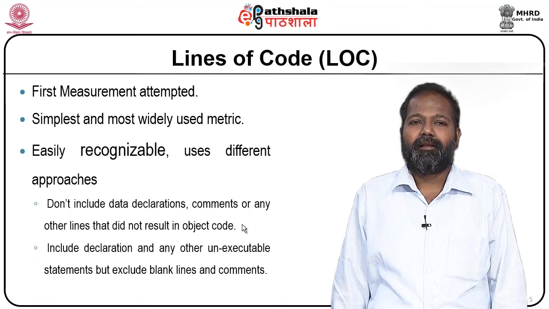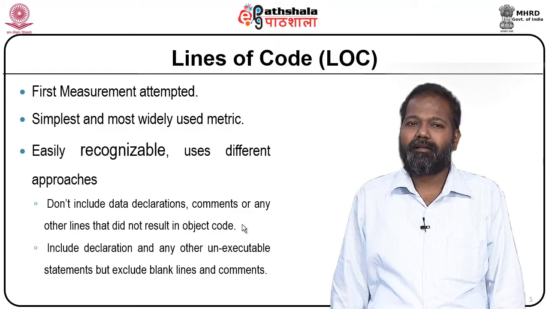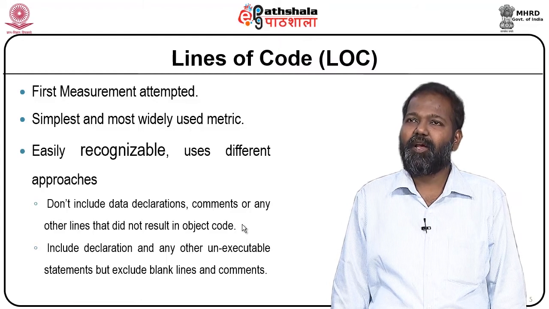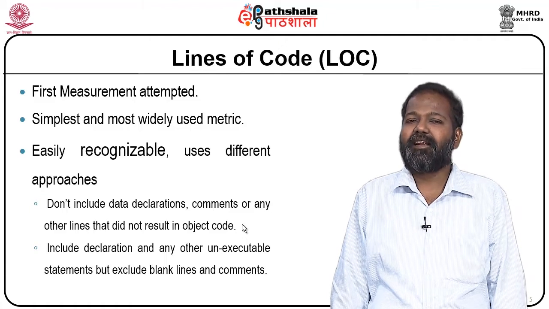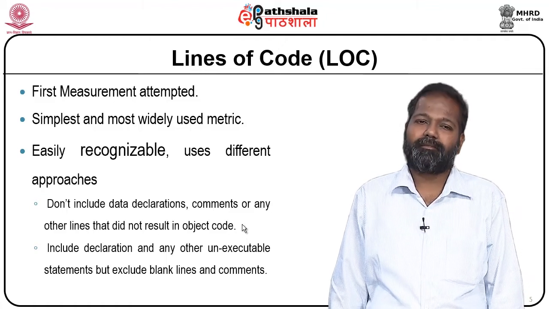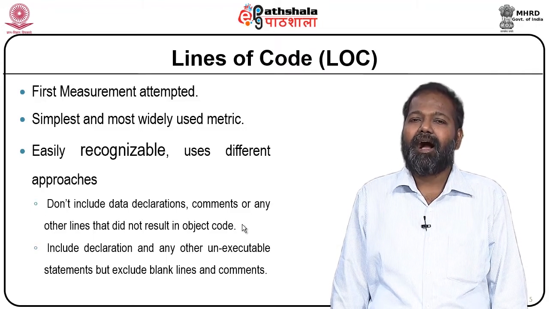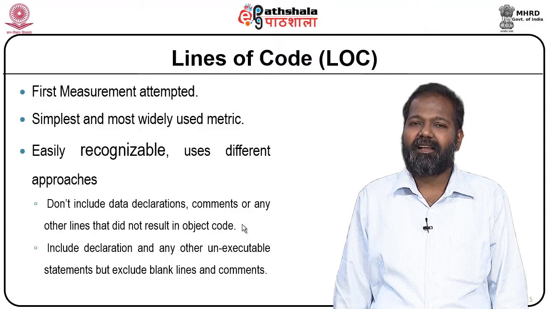Lines of code: the first measurement attempted, the simplest and most widely used metric, easily recognizable, but it uses different approaches. One approach does not include data declarations, comments or any other lines that did not result in object code. Another approach includes declarations and any other unexecutable statements, but excludes blank lines and comments.